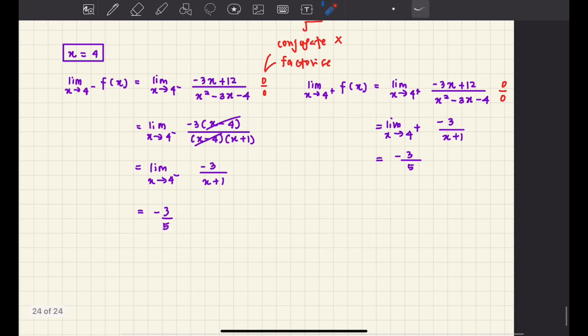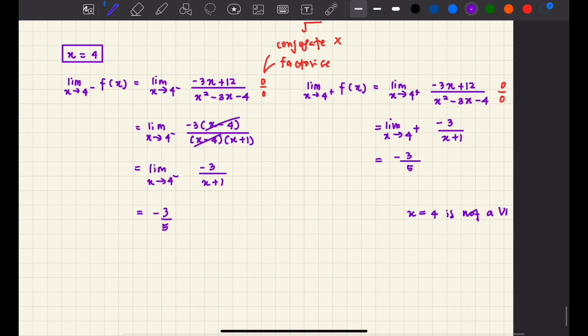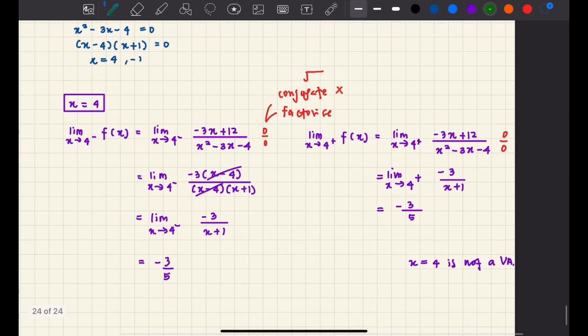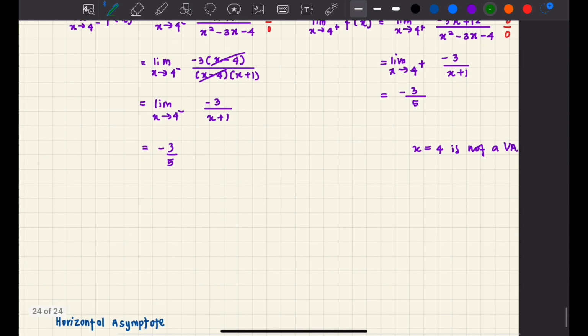Okay, so boleh terus buat conclusion dekat sini. So kita akan cakap x equal to 4 is not a vertical asymptote lah. It's not a VA. Nama pendek dia, vertical asymptote. Okay, so settle. Now let's test for the next value, for x equal to negative 1 pula. Right, so buat dekat bawah. So for x equal to negative 1.